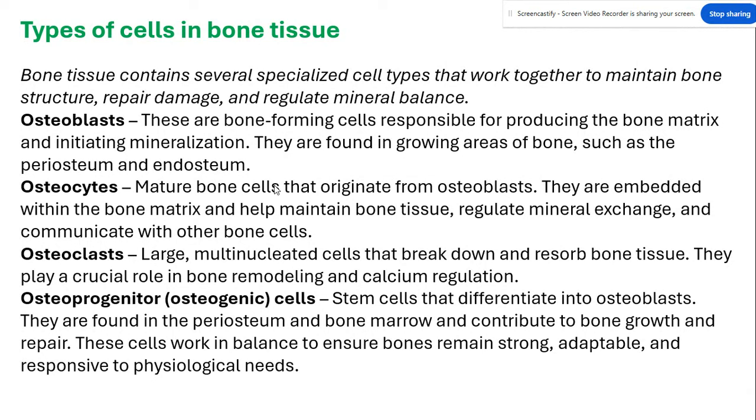Osteocytes are mature bone cells that originate from osteoblasts. So mature osteoblasts are osteocytes. They actually got promoted to osteocytes. They're embedded within the bone matrix and help maintain bone tissue, regulate mineral exchange, and communicate with other bone cells. Osteoclasts are large multinucleated cells that break down and resorb bone tissue. They play a crucial role in bone remodeling and calcium regulation. So osteoclasts are very important for bone remodeling and calcium regulation.